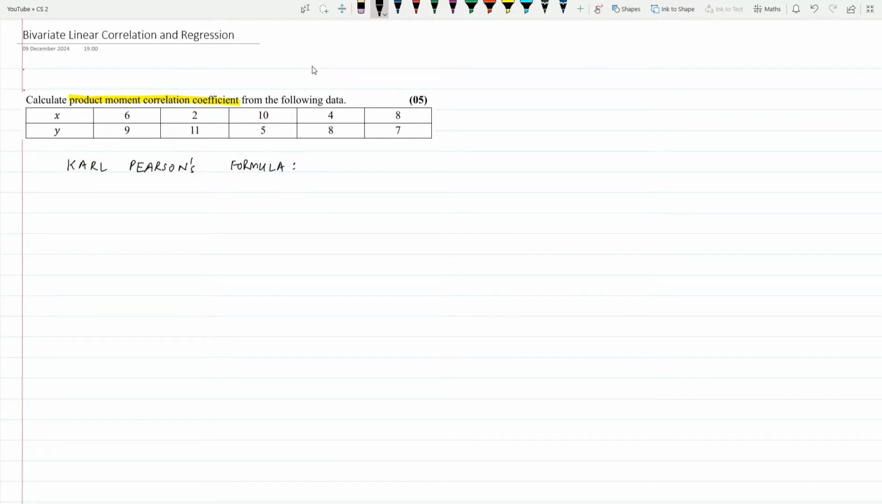So Karl Pearson's formula is small r is equal to sigma xy divided by n minus x bar into y bar, divided by square root of sigma x square upon n minus x bar square multiplied by sigma y square upon n minus y bar square.